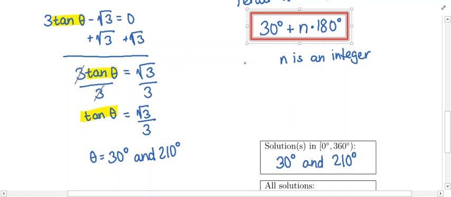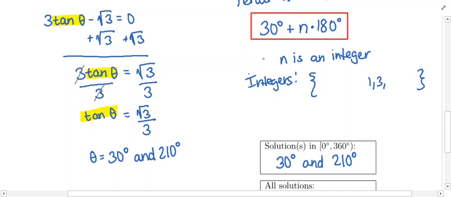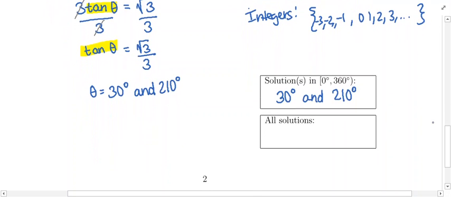Integers are this group of numbers. You've got the counting numbers, you've got their negatives, and you've got 0. So that's what the n is going to represent, and I'll go through that in just a second. So let me box this and I'll show you how it works.